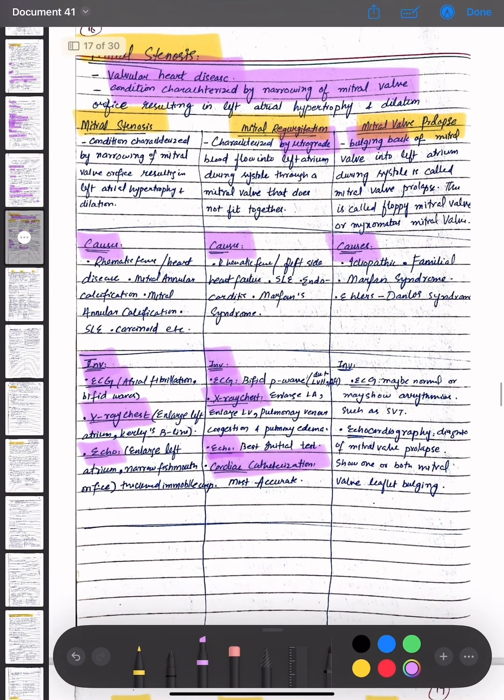The mitral valve prolapse investigations are ECG, which may be normal or may show arrhythmias such as SVT. Then echocardiography, which is diagnostic of mitral valve prolapse and shows one or both mitral valve leaflets bulging.